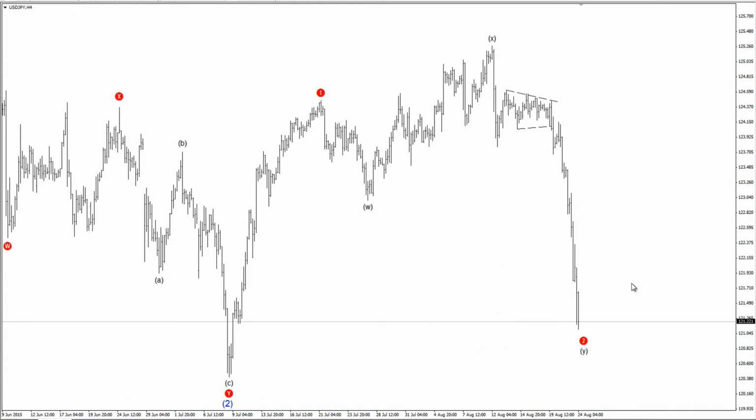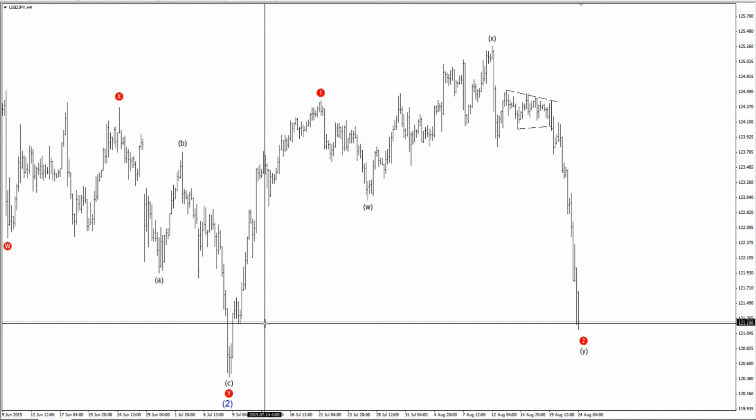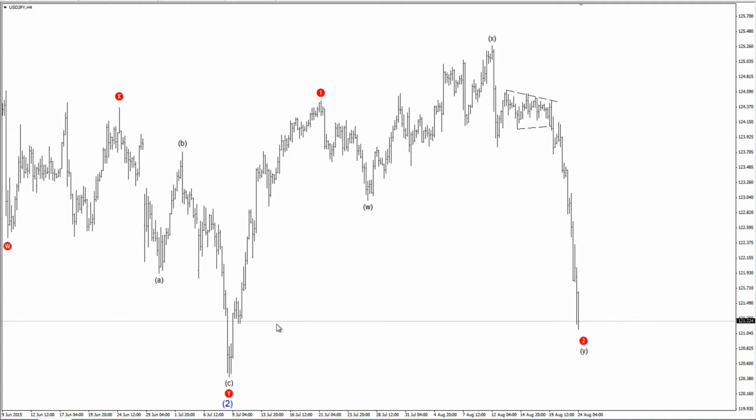Next, let's take a look at dollar-yen. A very powerful move in dollar-yen. We are now at 121.25 approximately, and right at one resistance level at 121.19. My wave count is proposing that this is still minute wave 2 correction and a Y part of that correction.